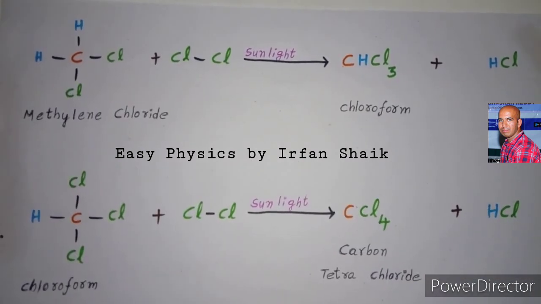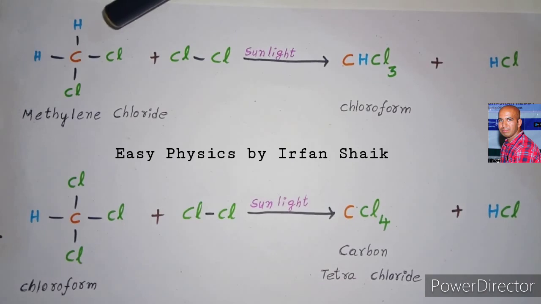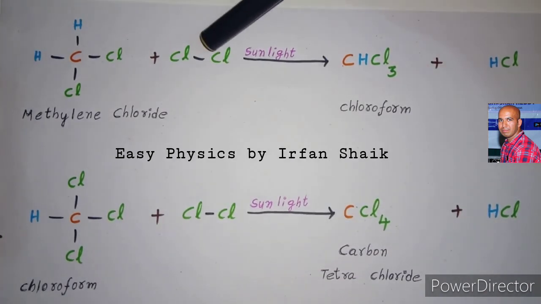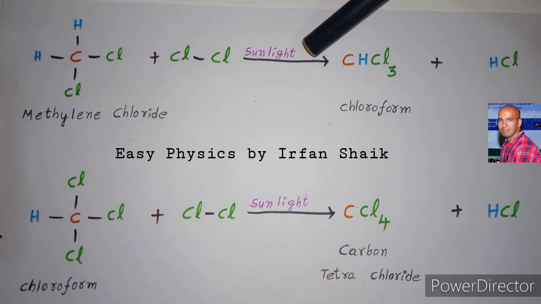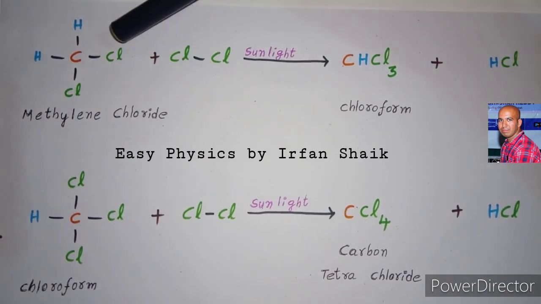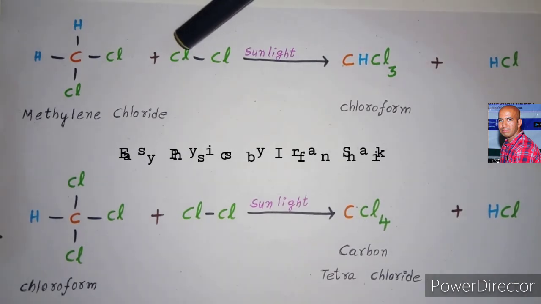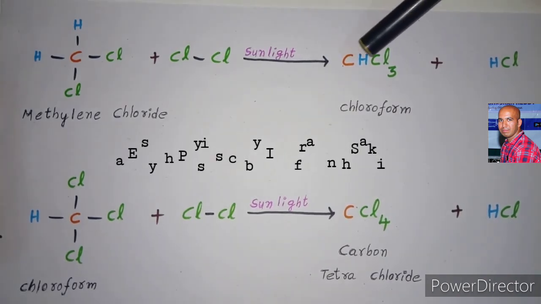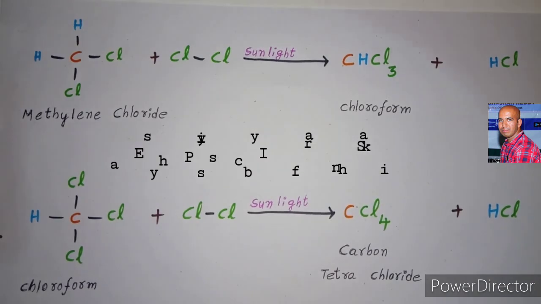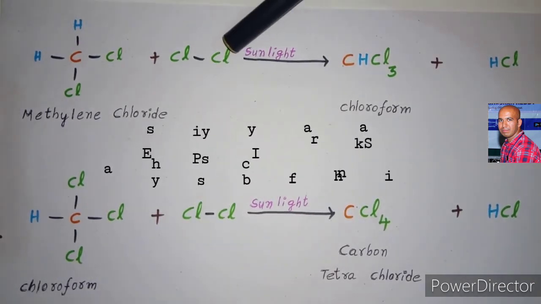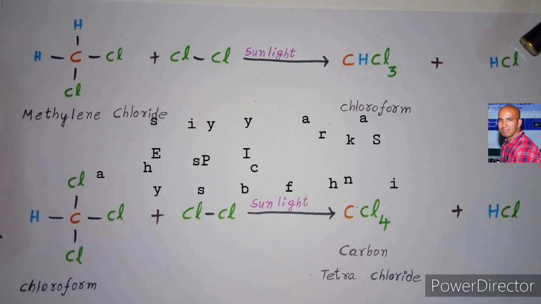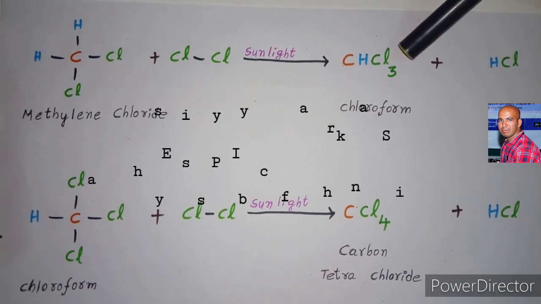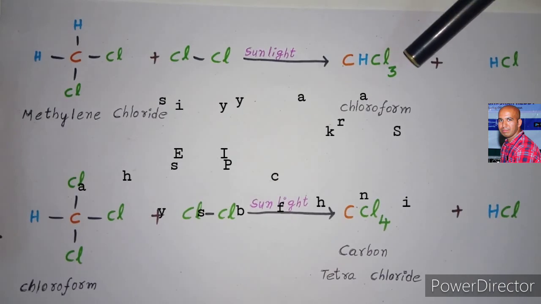In the third stage of the reaction, methylene chloride, which is formed in the second stage, participates, and it reacts with a chlorine molecule again in presence of sunlight. Now already there are 2 chlorine atoms in methylene chloride. When the third hydrogen is displaced with another chlorine atom, the newly formed compound is CHCl3, and the displaced hydrogen reacts with the remaining chlorine to form hydrogen chloride. So the newly formed compound is called chloroform, CHCl3.